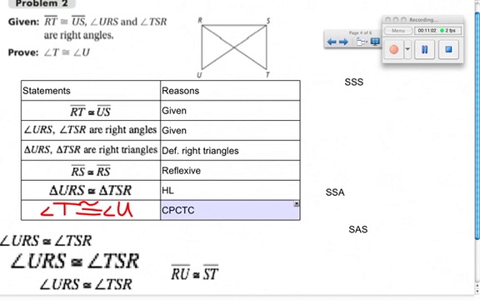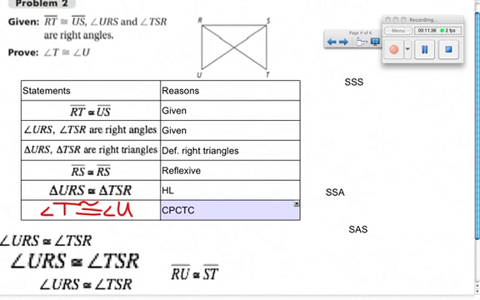Let me clarify. Understand what CPCTC stands for. It stands for corresponding parts of congruent triangles are congruent. What it means, Taylor, is that once I've said that two triangles are congruent, I can say that any of their corresponding parts are congruent. Looking at this diagram, do you see that the angles that I set out to prove congruent are corresponding parts of the two triangles that I just said were congruent?